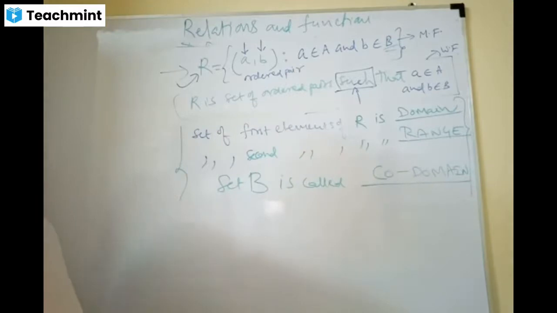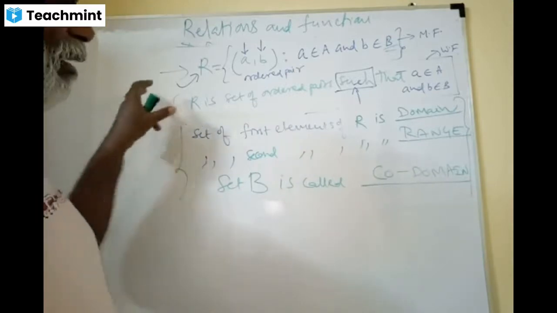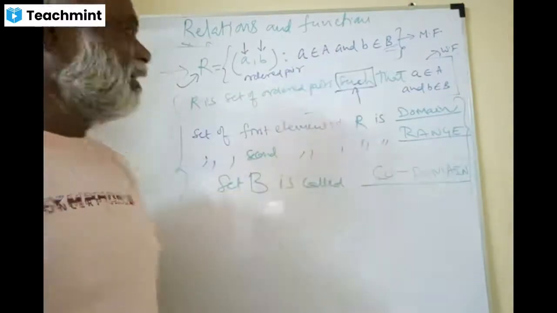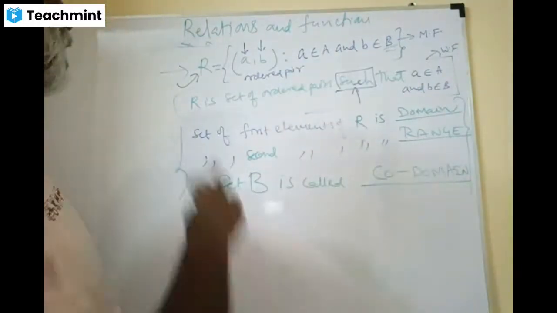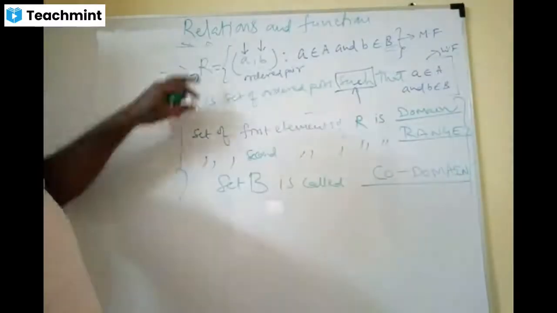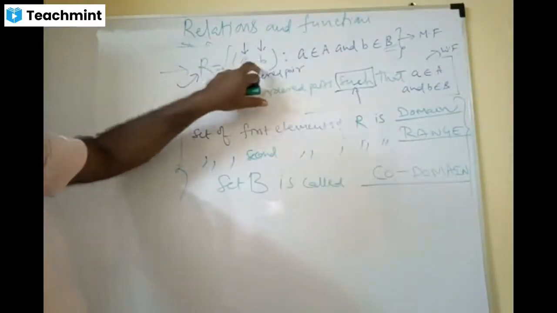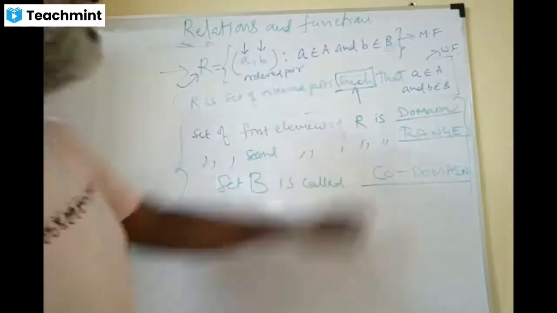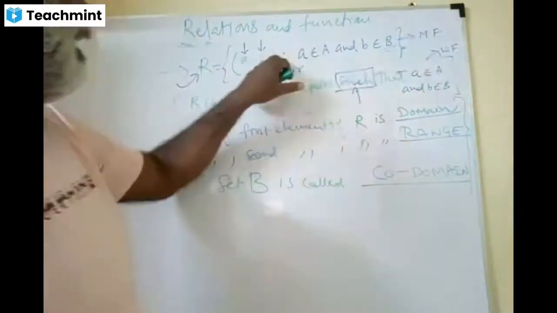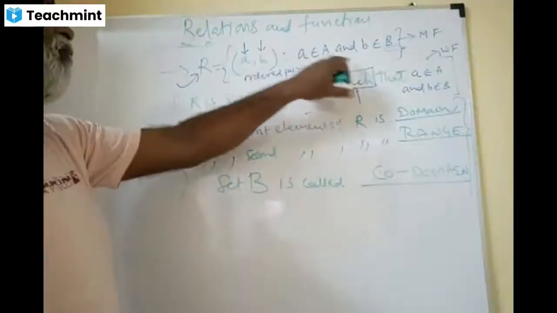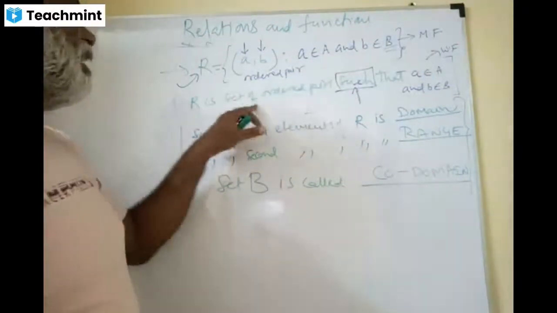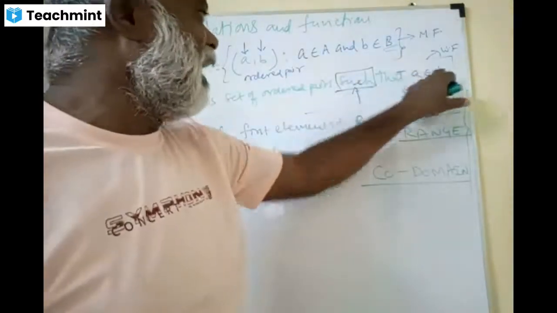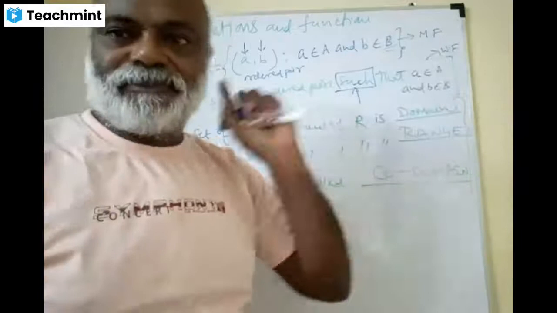Wow, so much of basics I went through. Okay, sets and all, I have connected. Just now we can start the relation. This is the relation: R is the set of ordered pairs such that a belongs to A and b belongs to B. This is the mathematical format of the relation. Then the word format: R is the set of ordered pairs such that a belongs to A and b belongs to B.